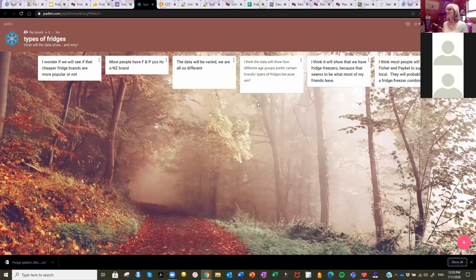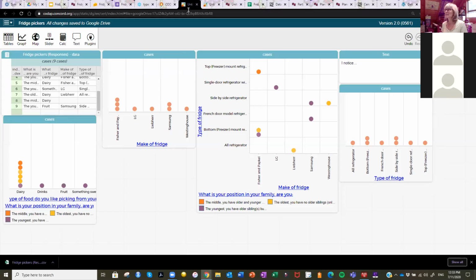And I vaguely remember somebody said we'll have fridge freezers and most people have Fisher and Paykel, and they'll have a fridge freezer combination. Okay, it wasn't lots, but it was the most common, with 2 of our 9 people having it. So well done those people for that guessing. So in this one here, I've also put the position in the family.